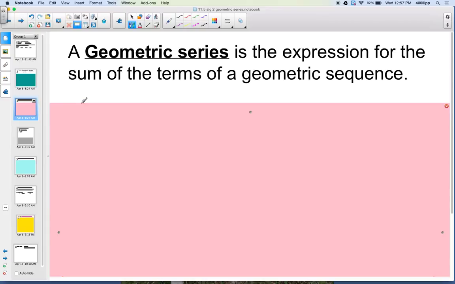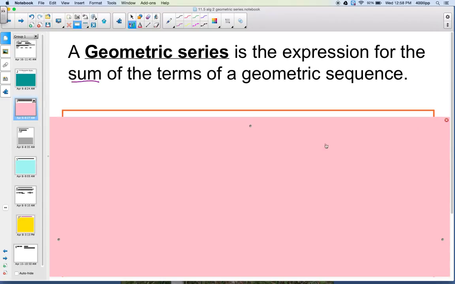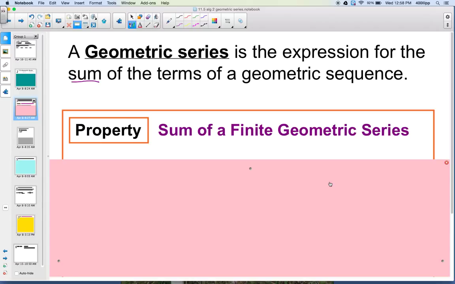Okay, so we're looking at first what a geometric series is. So we need to know the difference between a series and a sequence. A series is the expression for the sum of the terms of a geometric sequence. A sequence is listing the terms, and a series is the sum of all of those terms. Okay, so the first thing we're going to look at is the sum of a finite geometric series. So finite meaning that it stops. There's an end to the series. So you're adding up a certain amount of numbers here.